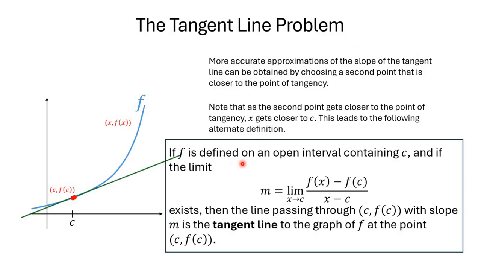If f is defined on an open interval containing c, and if the limit m equals the limit as x approaches c now of the f of x minus the f of c divided by x minus c, if that limit exists, then the line passing through c comma f of c with slope m is the tangent line to the graph of f at the point c comma f of c.